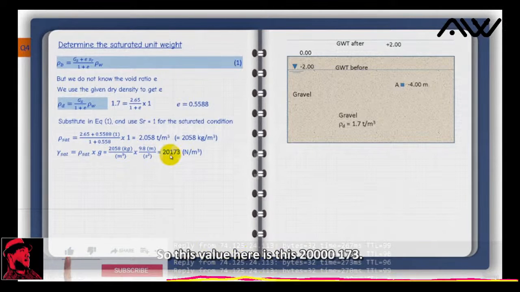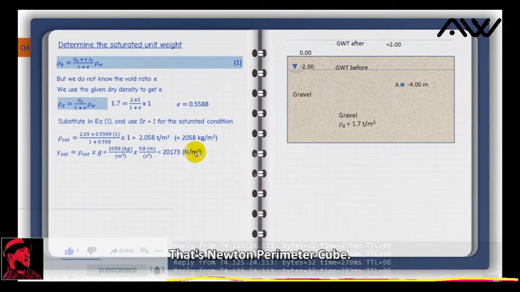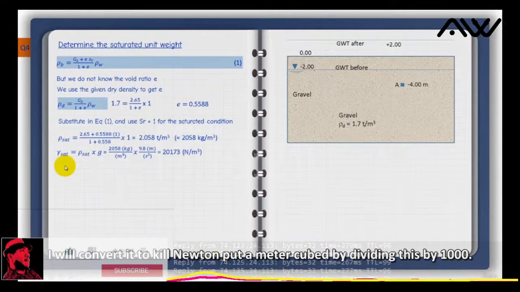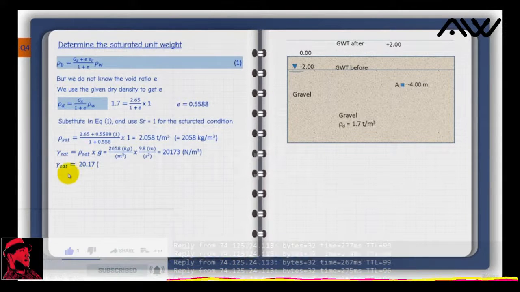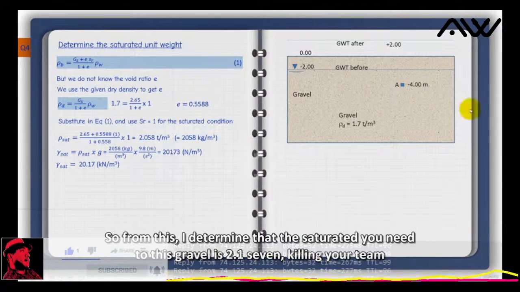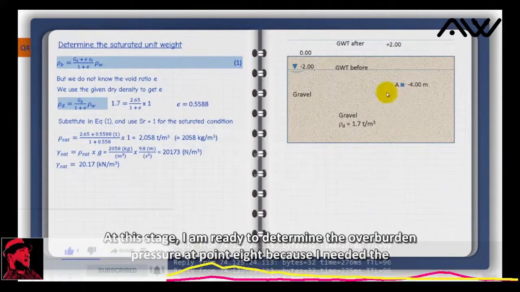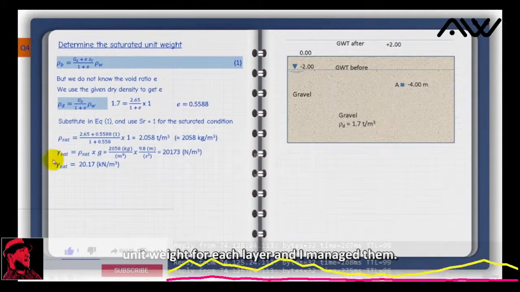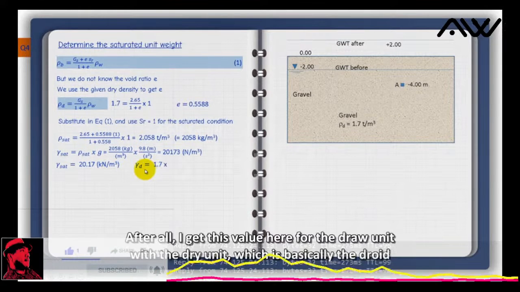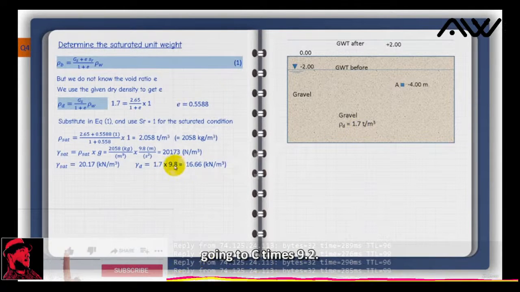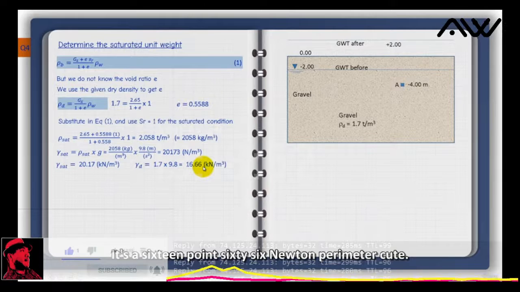So this value here is 20,173, that's Newton per meter cubed. I will convert it to kilonewton per meter cubed by dividing this by 1000. So from this, I determined that the saturated unit weight of this gravel is 20.17 kilonewton per meter cubed. At this stage, I am ready to determine the overburden pressure at point A, because I needed the unit weight for each layer and I managed them. After I get this value here for the dry unit weight, the dry unit weight is basically the dry density times 9.8, that's 16.66 kilonewton per meter cubed.